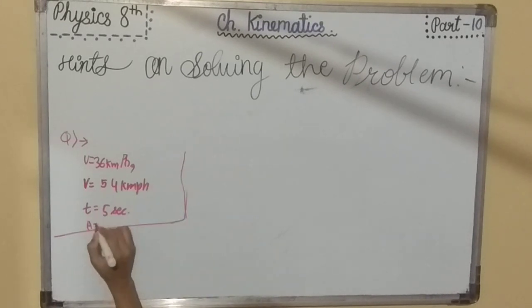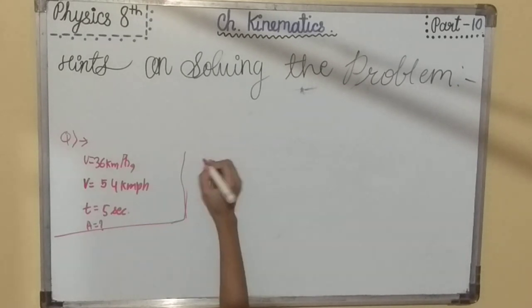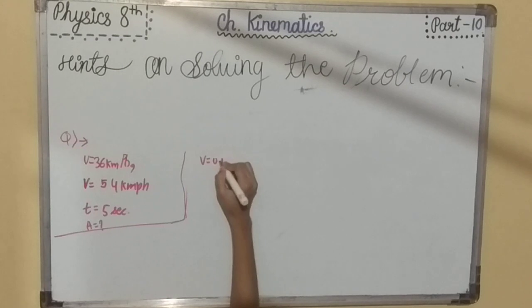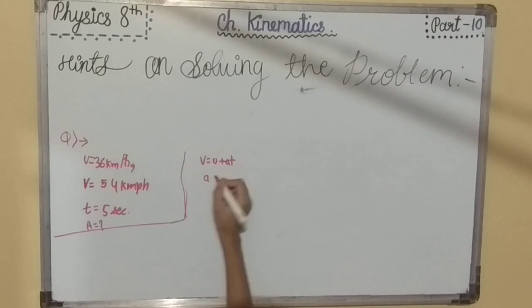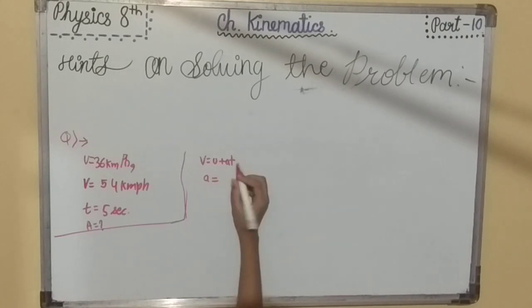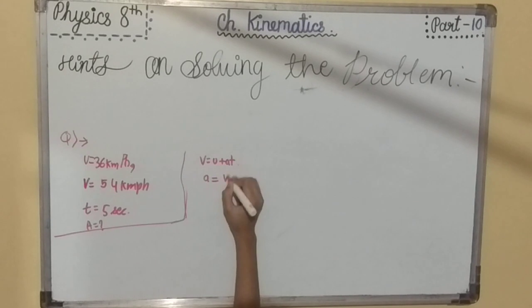So we have to find its acceleration. What is acceleration? We know the formula. First formula is v is equal to u plus at. We can do transposition and form a formula for acceleration, and it will be v minus u upon t is equal to a.